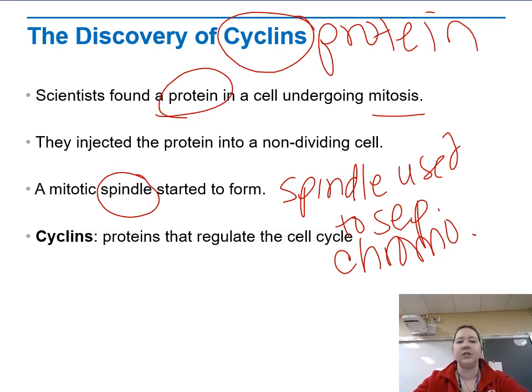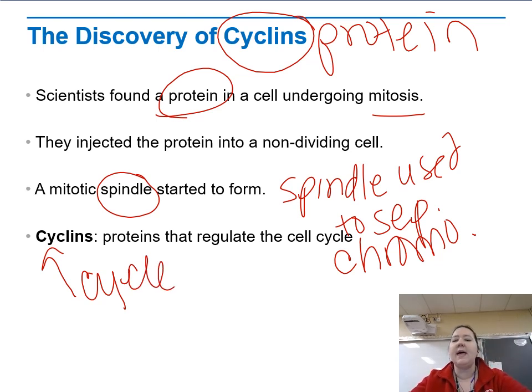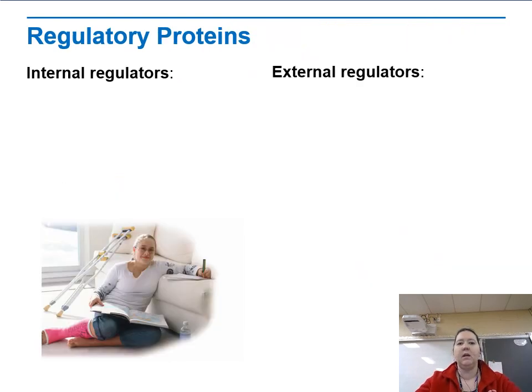They called them cyclins because it's part of the cell cycle. So they help control the cell cycle, and these are a whole group of proteins that regulate the cell cycle. The regulatory proteins, the proteins that help control the cell cycle, can either come from inside the cell, internal, or external, outside the cell.